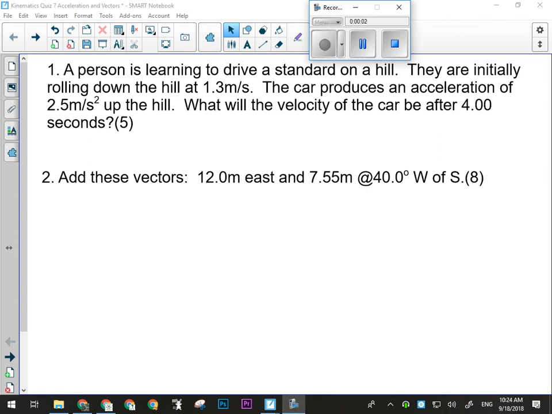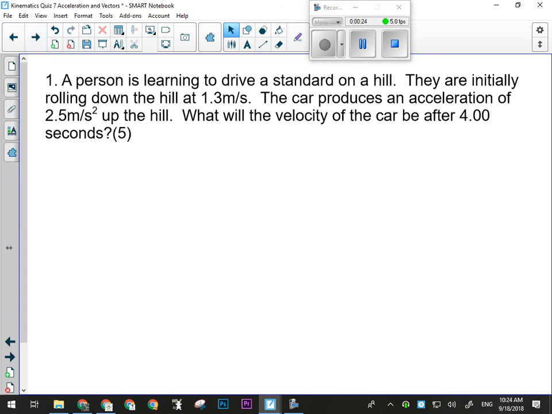Okay, watch and listen carefully here, guys. So for our first one here, we have an acceleration problem. The problem is that someone is rolling backwards down a hill. They get the car started, and then they start moving back up the hill. We're trying to find out what the final velocity will be.